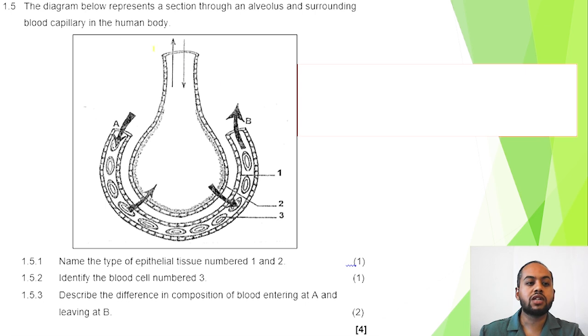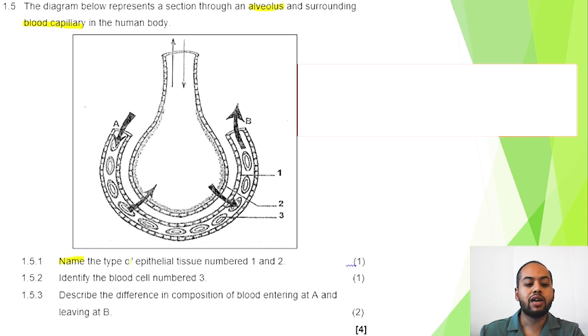The next question is also taken from 1.5. It states the diagram below represents a section through an alveolus and surrounding blood capillary in the human body. So we're looking at the alveolus and the surrounding blood capillary in the human body. This is the diagram we are studying. We have an arrow going in, an arrow going out. We have part A with a big arrow pointing in to a circular shaped structure, big arrow pointing out, part B, arrow moving from the alveolus into the surrounding blood capillary, and another arrow pointing out. Certain things are labeled 1, 2, and 3.